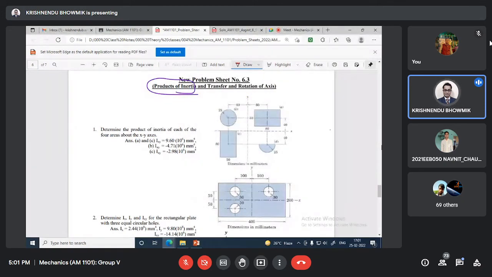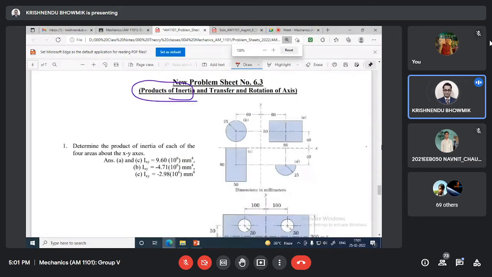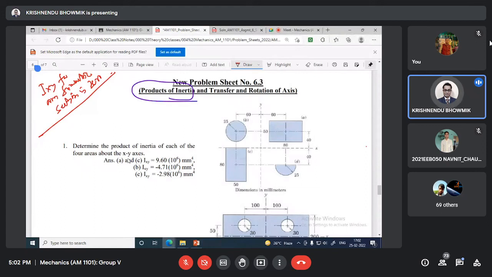The last chapter is product of inertia and transfer of axes. For this product of inertia chapter, first of all, we know that the product of inertia for any symmetric section is 0. IXY for any symmetric section is 0. We have explained that. Now we have to calculate the product of inertia for these 1, 2, 3, 4 sections. This is A, B, C, D with respect to the x axis and y axis. IXY we have to calculate.